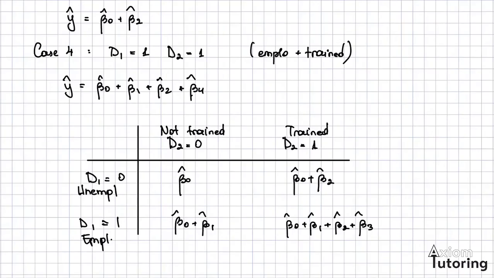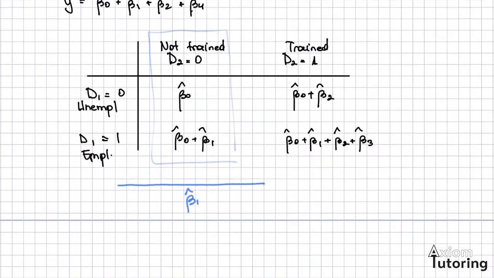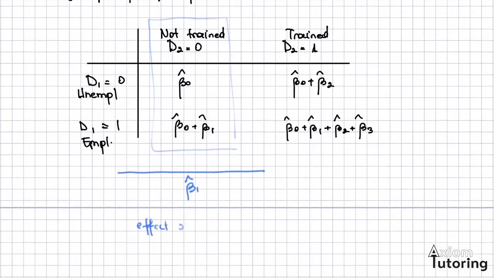So the question would be, well, what does the B3 capture by itself? Well, look very carefully. You've got that when you move from people that are employed to people that are not employed when they are not trained, meaning when you consider solely this column right here, you see that the difference is actually just beta 1 hat. Okay, so this beta 1 hat is actually the effect of employment when not trained.